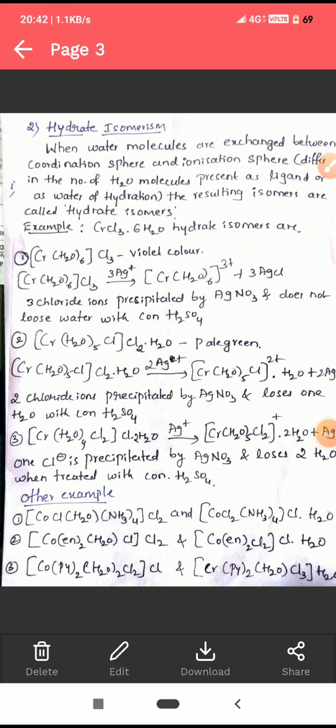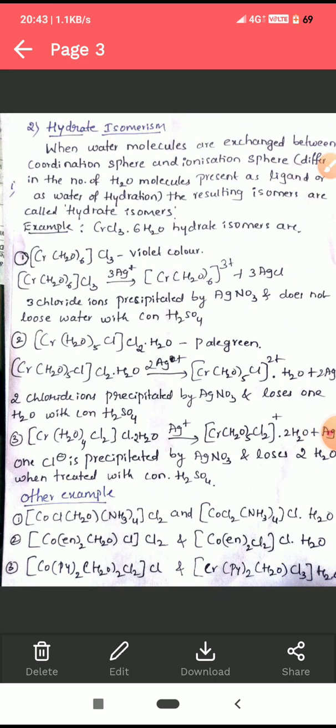Next type of isomerism is hydrate isomerism. The second type of structural isomerism is hydrate isomerism. Here also the molecular formula is the same, but water molecules are exchanged between the coordination sphere and the ionization sphere, or they differ in the number of water molecules present as a ligand or as water of hydration. These types of isomers are called hydrate isomers.